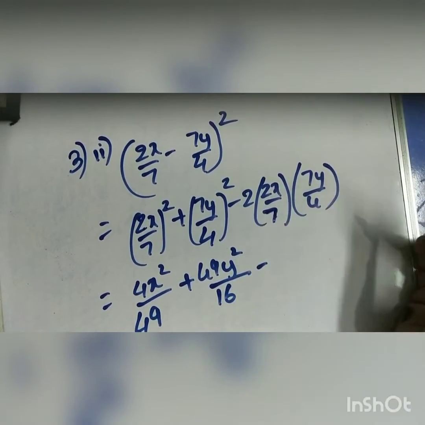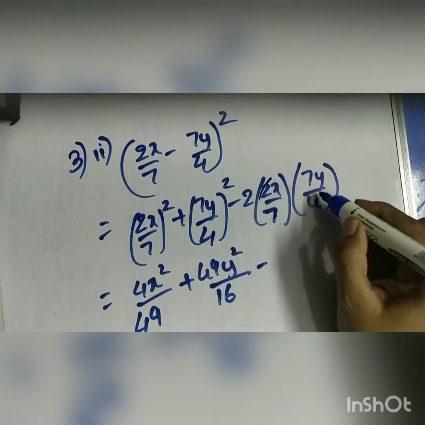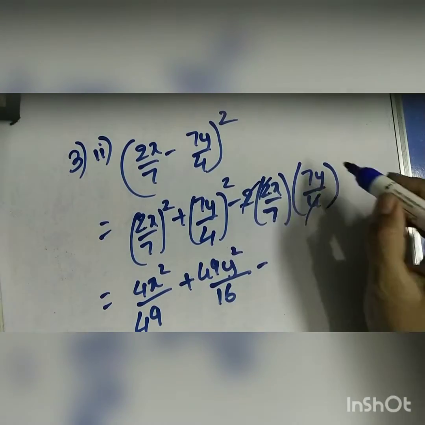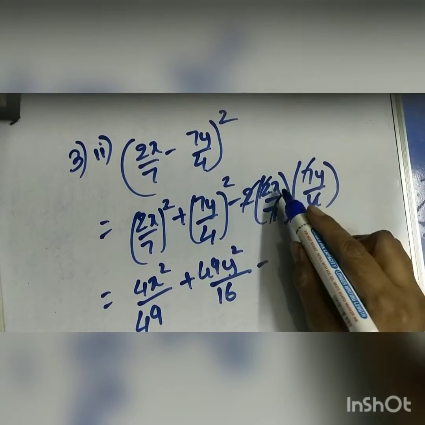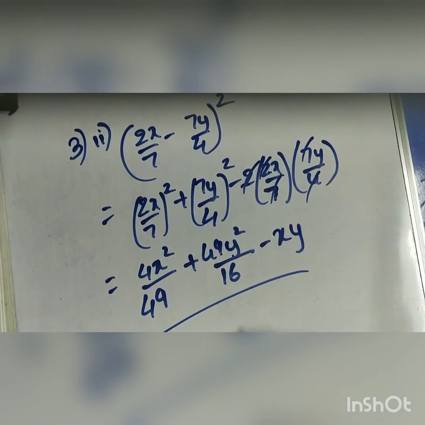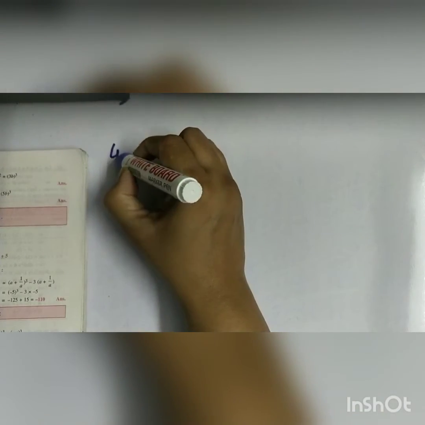So look at this, there's some cancellations happening here. 2 2s are 4, right? So 2 gets cancelled and 4 gets cancelled. 7 gets cancelled. We are left with only x and y. This is the final answer. Let's do the fourth one now.